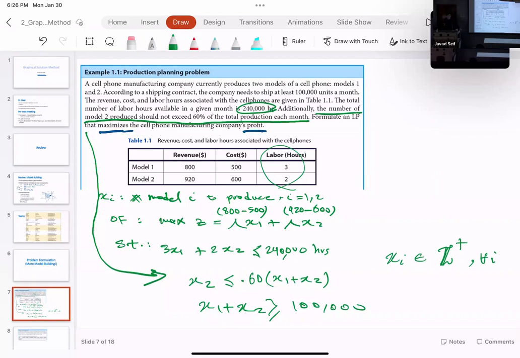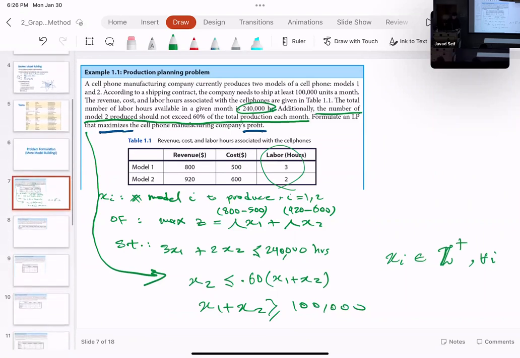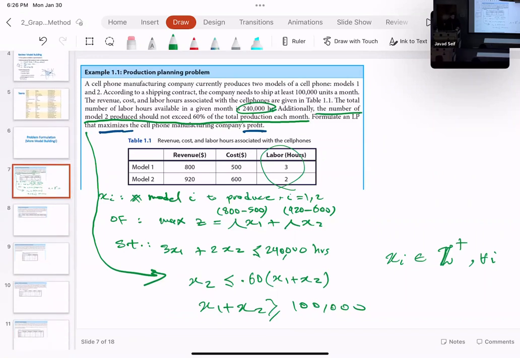So that makes it an integer programming problem. Yeah, because the variable is an integer, now it's an integer programming problem, which we don't deal with right now, but later on we'll see how we can solve them. Okay, this one.